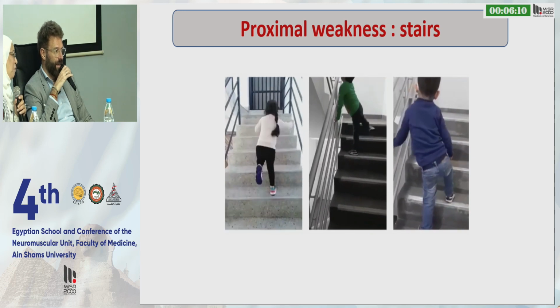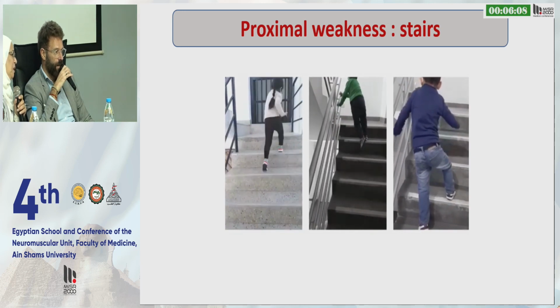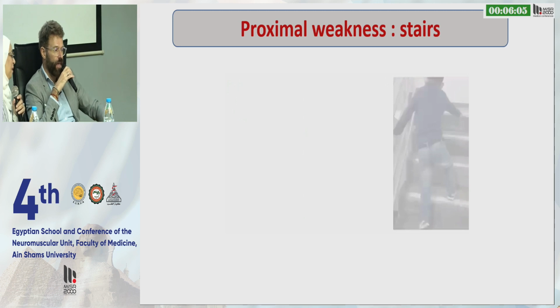Proximal weakness, and he used the banister. So he makes a leverage on the right leg in order to overcome the muscle weakness of the left psoas and quadriceps muscle.